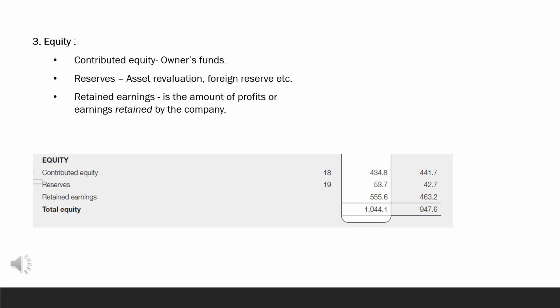And the last part of a balance sheet is equity. Equity is usually made of three elements: contributed equity, so the owner's fund, then reserves, for example, the foreign reserve of the company, and then retained earnings, which is the amount of profits or earnings retained by the company.